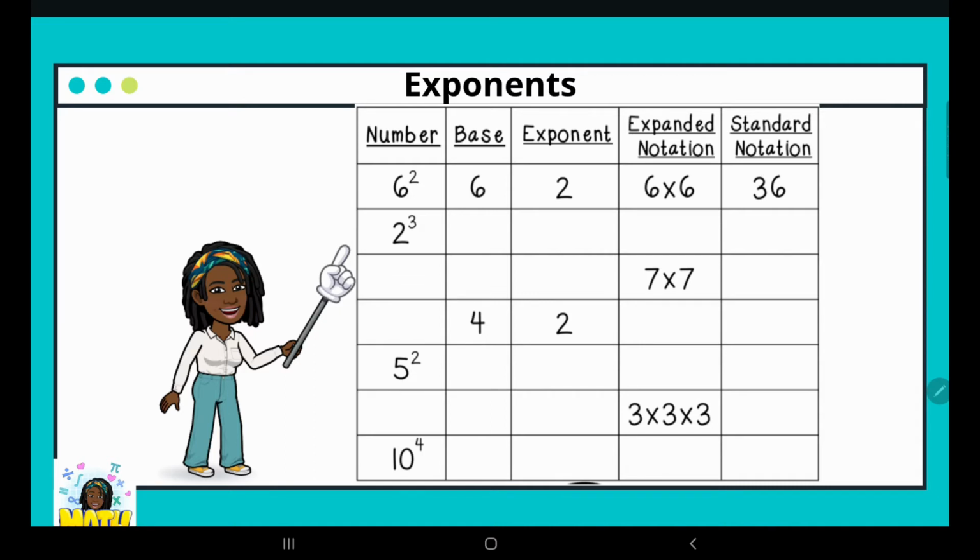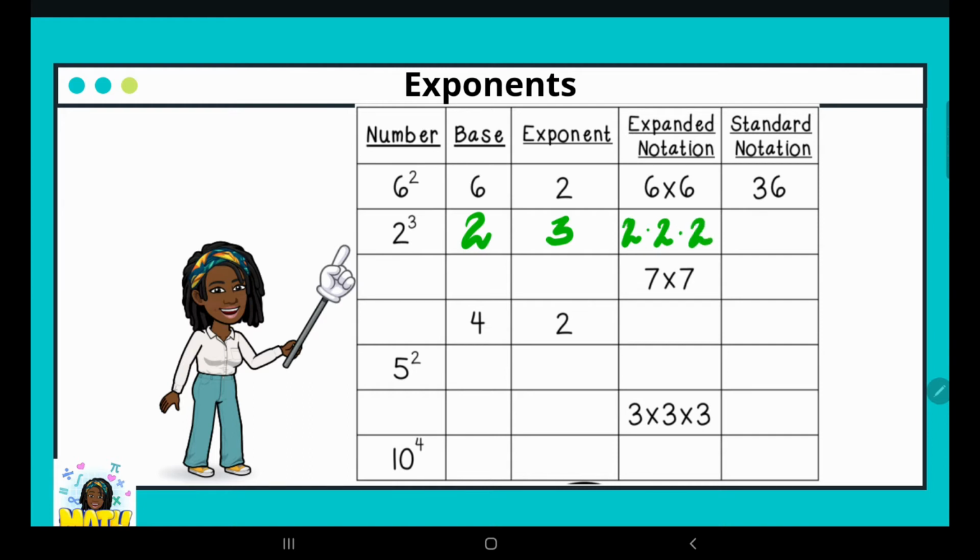Let's go ahead and try 2 to the third power. This is a good place to pause the video and try one on your own, or you can do it a little further down. So the base for 2 to the third power is 2. The exponent is 3. Now, how many times are we multiplying 2 by itself? We're multiplying 2 by itself 3 times. So I'm going to represent that here. 2 times 2 times 2.